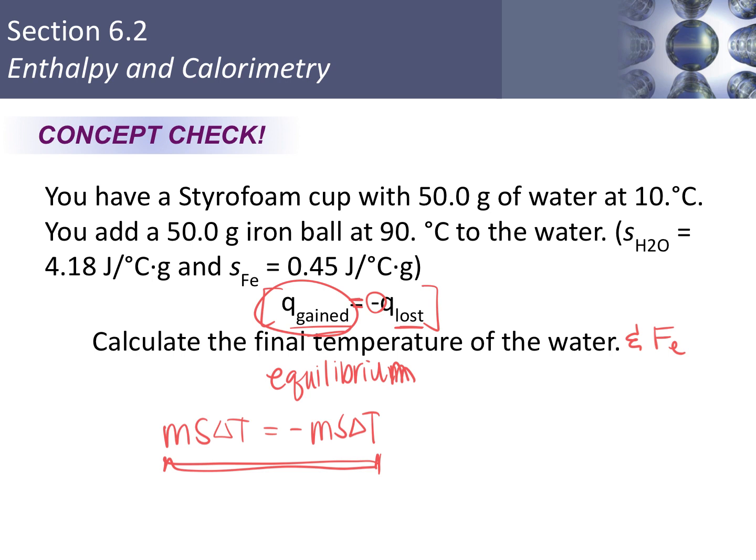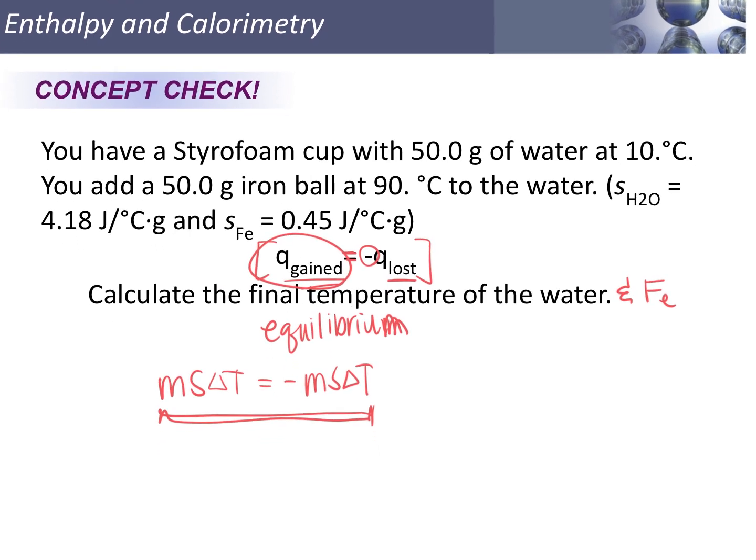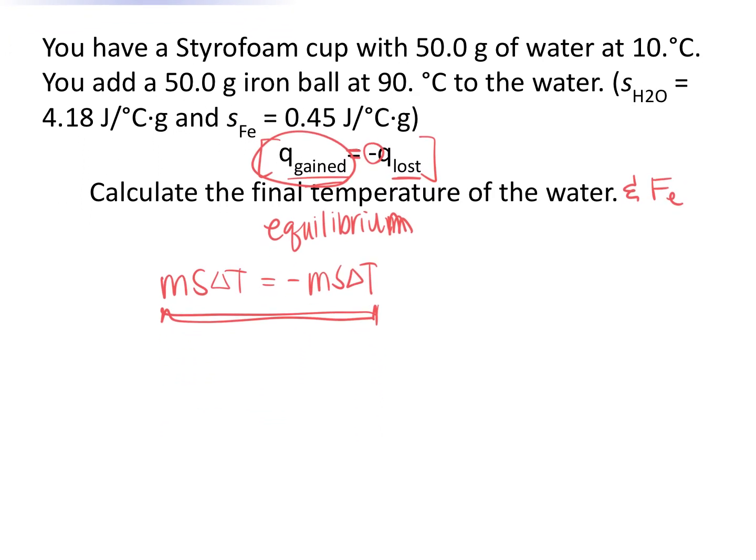All right, the negative should go on the side that starts out hotter. It should go on the one that's losing the heat. So in this case, the iron side would get the negative. Okay? So let's go ahead and start plugging in our numbers here and let's see what we get.